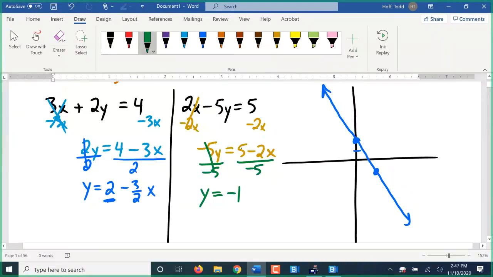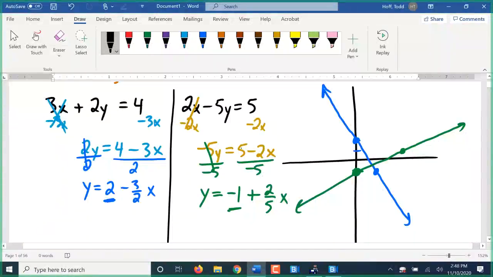Negative 2x divided by negative 5. Well, negative 2 divided by negative 5: a negative divided by a negative is a positive. 2 divided by 5 is just going to be 2 over 5, and then the x. So to graph this one, we start at negative 1, right there. From there we rise 2, and we run 5. There's the second point, and there's our line.